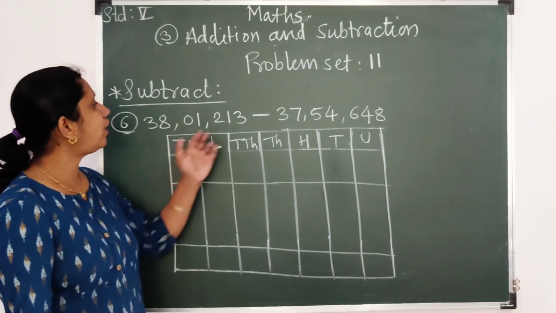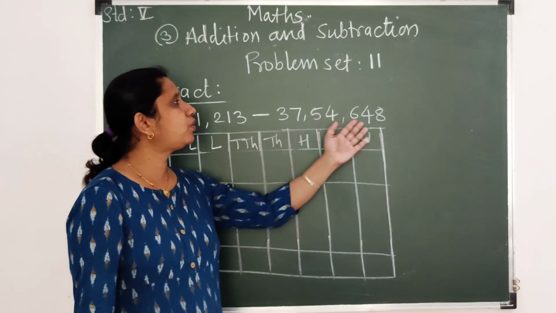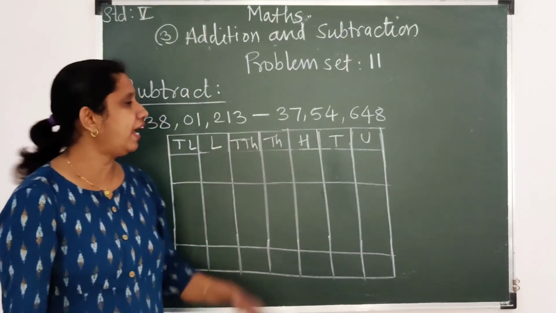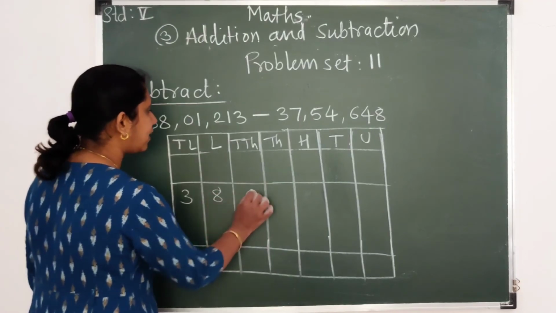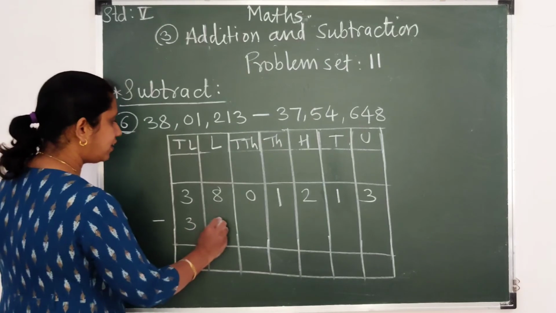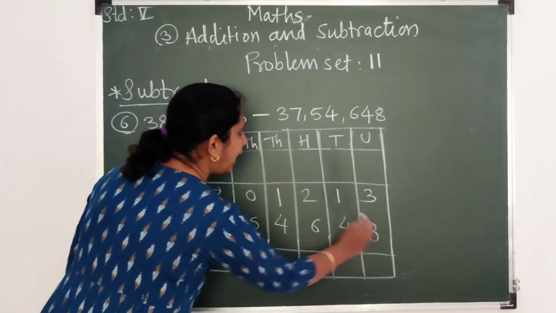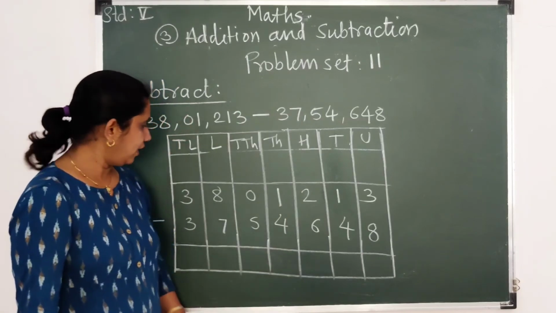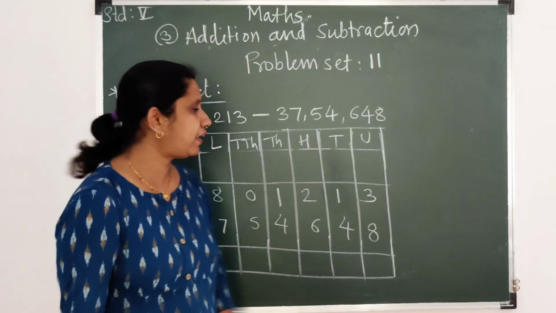38 lakh 1,213 minus 37 lakh 54,648. Let us write down these numbers here in the table. Okay, now on the units place we have to subtract 8 from 3 or 3 minus 8.